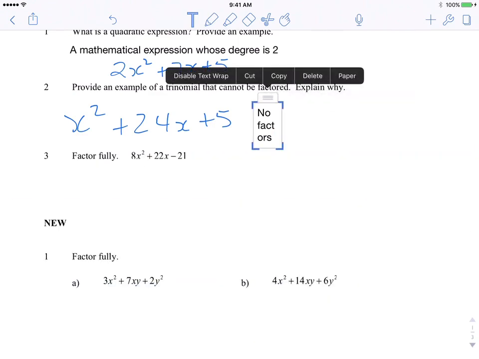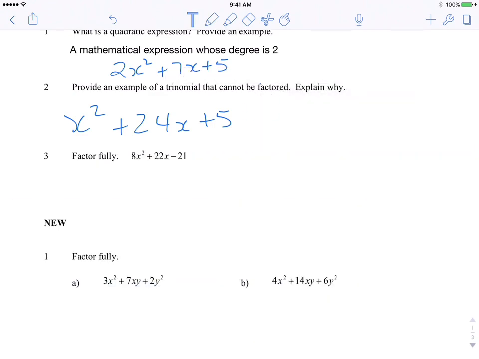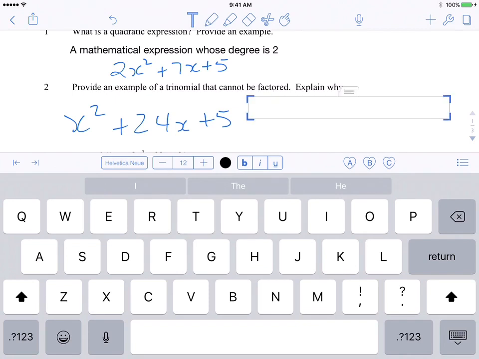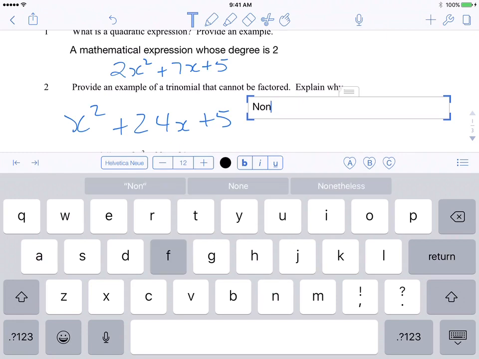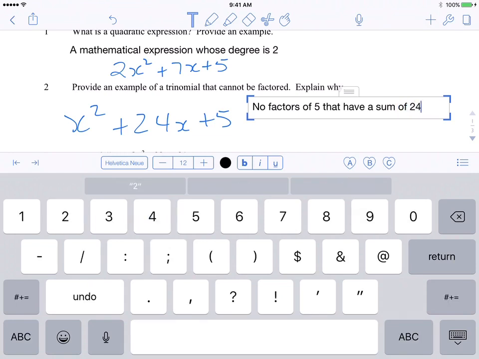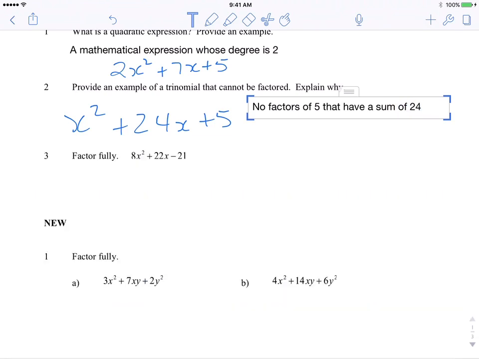That didn't go as well as I planned. Let's try that. No factors of 5 that have a sum of 24. So there are no factors of 5 that have a sum of 24.